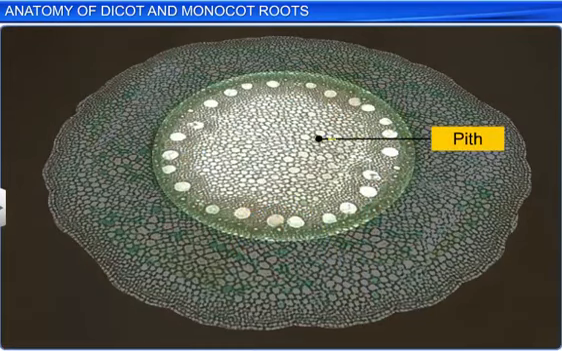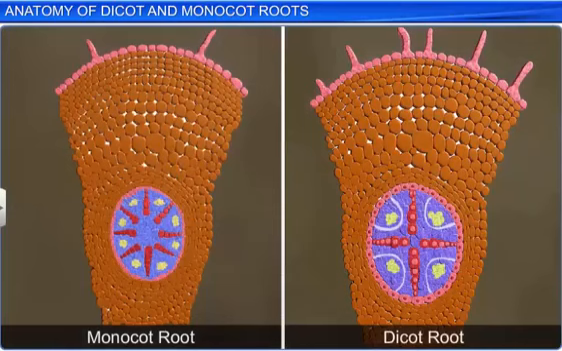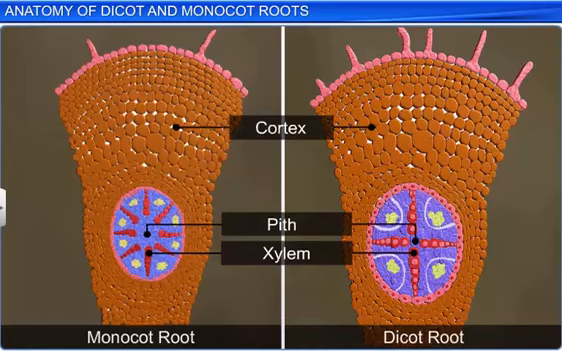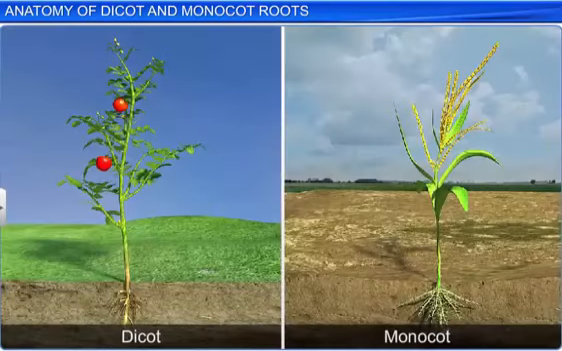Although dicot and monocot roots have some structural similarities, they differ in the number of xylem bundles and size of the pith and cortex. Moreover, secondary growth takes place only in the dicot root. In other words, these roots thicken over time.